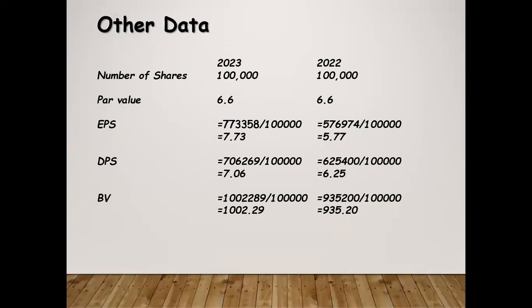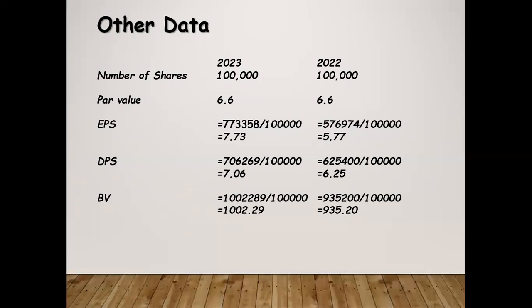Thereafter, we have earnings per share, EPS. Net income is divided by the number of shares. It comes to 7.73 for 2023 and 5.77 for 2022. DPS is dividend per share paid. We have the figure for the dividend and we divide it by the number of shares. It comes to 7.06 for 2023 and 6.25 for 2022.